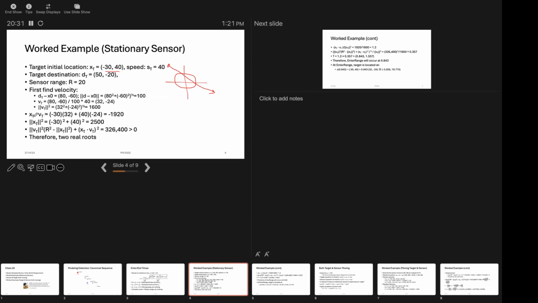But we do need the velocity to do this inner product. And that turns out to be minus 1920. And then we need the square of the magnitude of its initial location, and that turns out to be 2500. See, this half shouldn't be there. That should be like this.